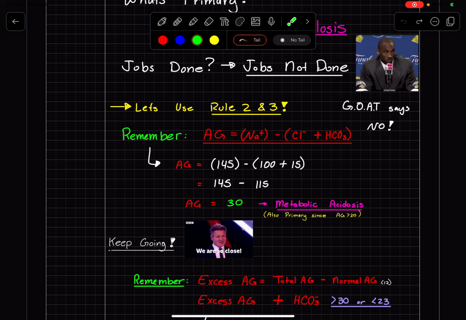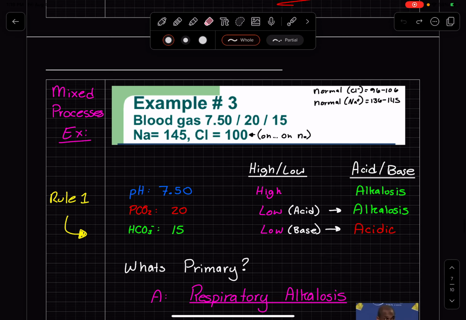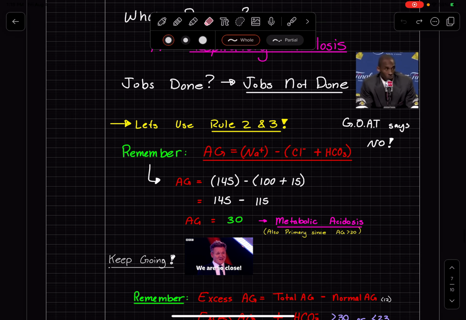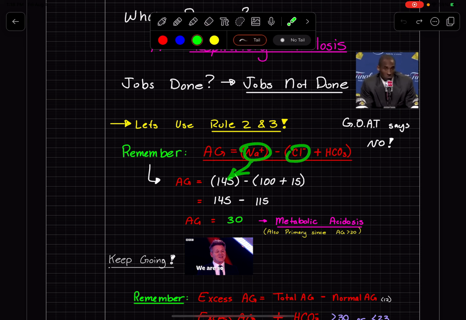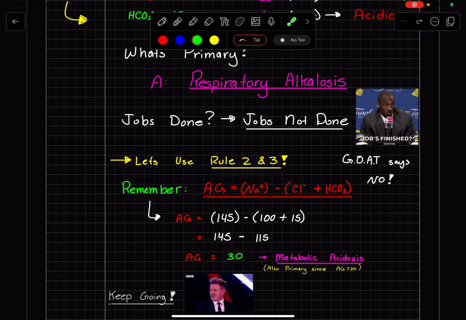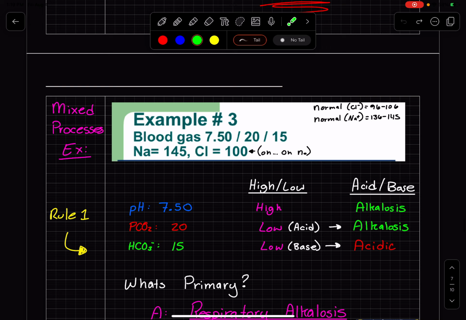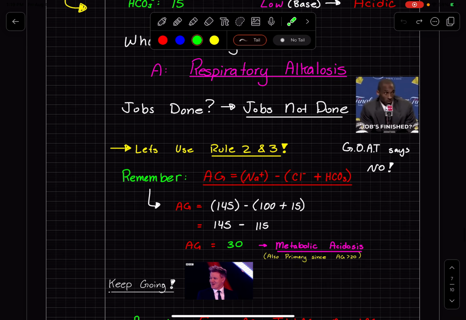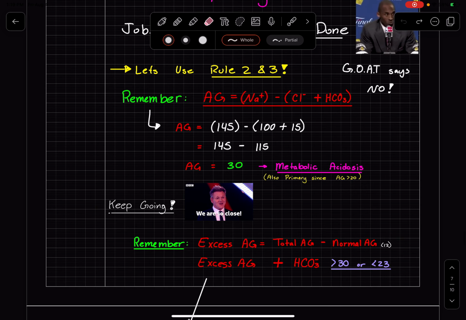So let's plug in our values. These are the values that we have just up above. Just simply plug them in. Plug and play. Okay, sodium is 145. Chloride is 100. Bicarb is 15. And I'll stay up here if you need to get down the example stuff. Sorry, I was going kind of fast. Okay, and then we do our calculations.